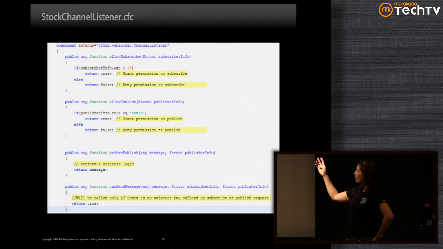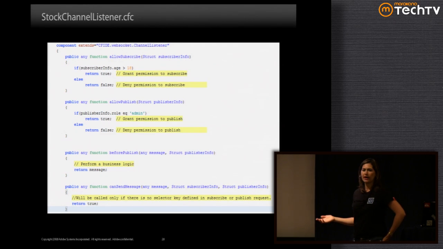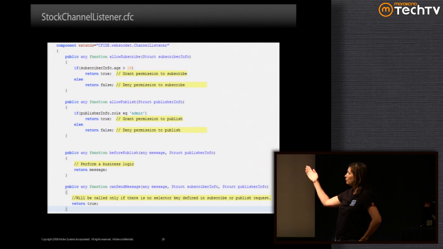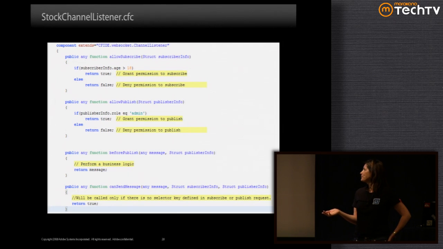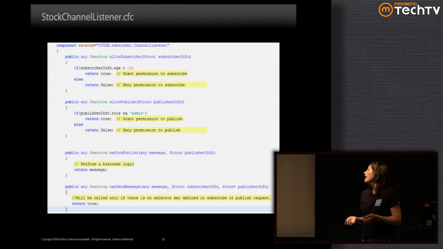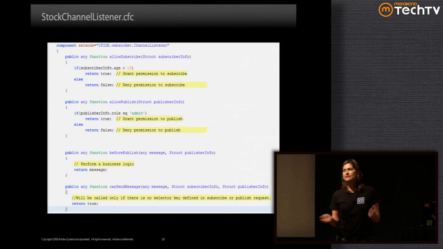You can allow subscribe. This will obviously allow whoever you want to subscribe, and you can have requirements in there. Allow publish will grant permissions for somebody to publish. Before publish just does some business logic before the message is published. And then at the end, we have can send message, which is, should I send a user a certain message? Are they interested in this message?